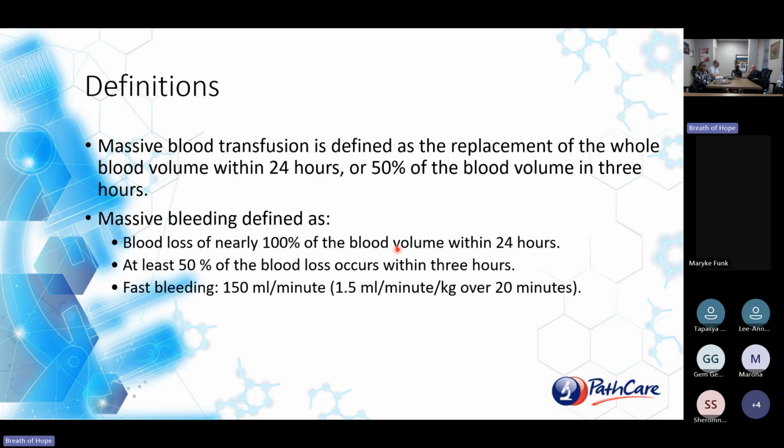What is a massive blood transfusion? It's arbitrarily defined as the replacement of the whole blood volume within 24 hours, or 50% of the patient's blood volume in 3 hours, which is a very academic definition and not particularly easy to apply at the bedside because it's more of a retrospective definition. This has also been arbitrarily defined as the blood loss of nearly 100% of blood volume within 24 hours.